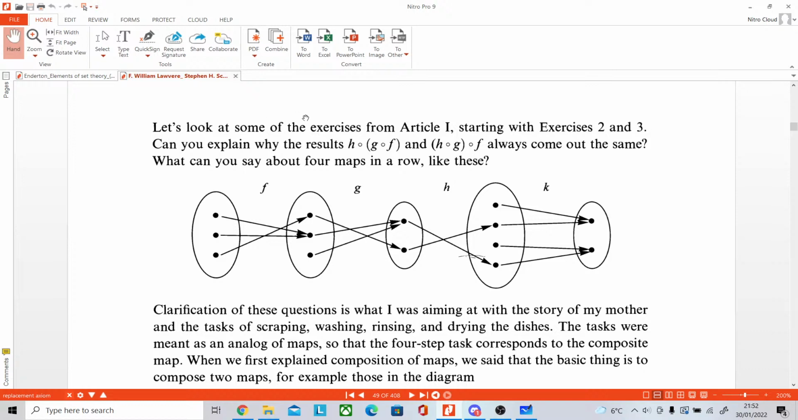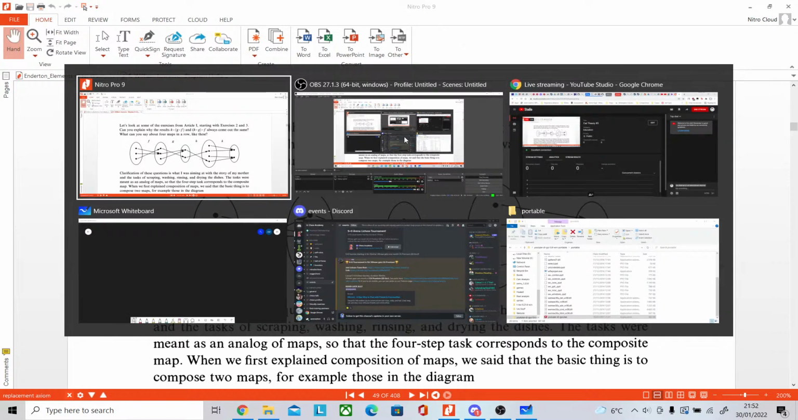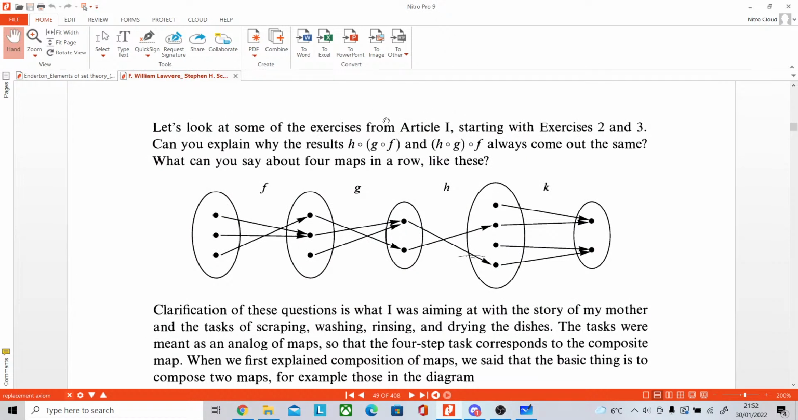Let's look at some of the exercises from Article 1. Let me just see if, okay, stream is doing well. Starting with exercises 2 and 3. Can you explain why the results HGF and HGF always come out the same? What can you say about the 4 maps in a row like these?